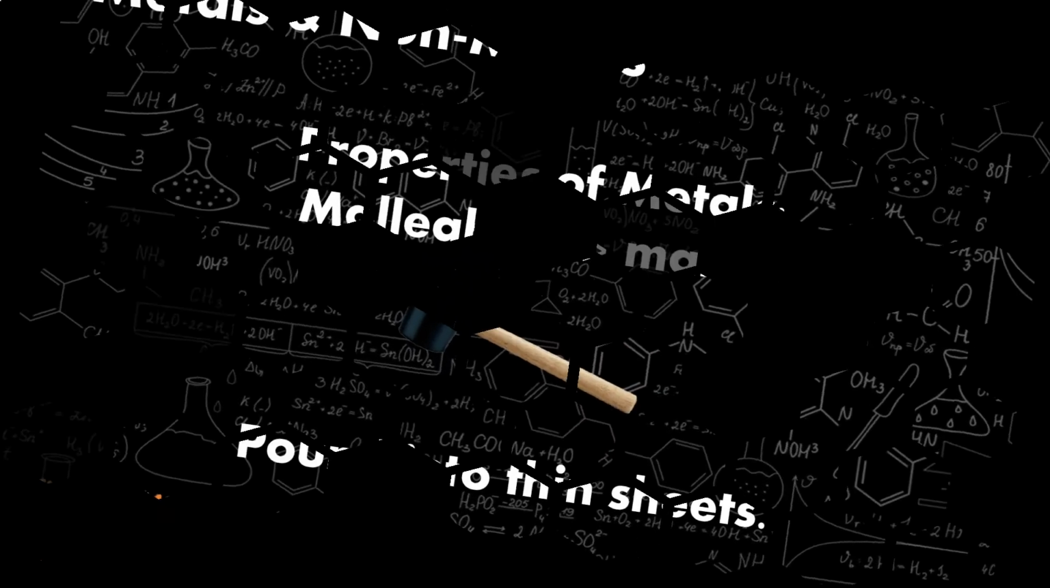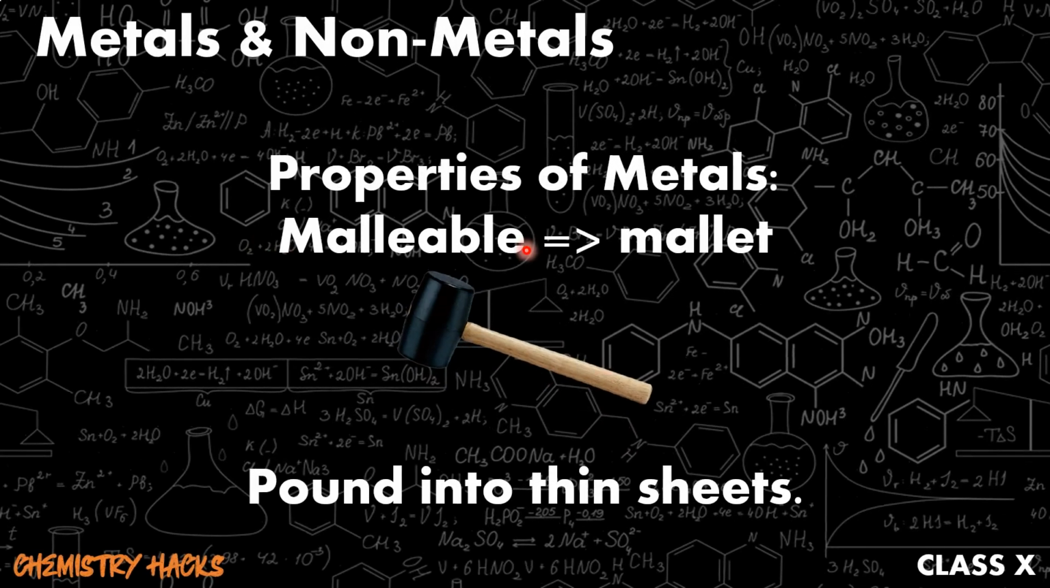For each one, we have a little hack. For malleable, we can break this word down to mallet, which is like a small sort of hammer. With the mallet, we can pound it into thin sheets, and that's what the property is. Malleability is the ability of the metal to be pounded into thin sheets.